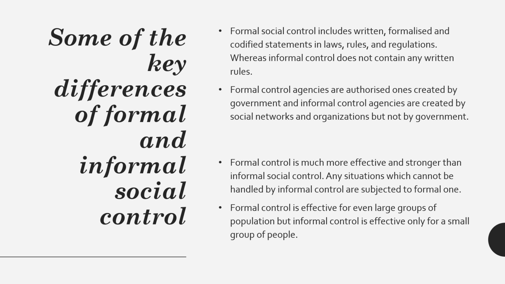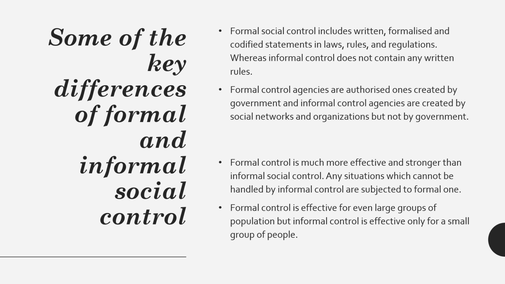Formal control agencies are authorised, so they are generally created by governments. They are authorised to administer the rules and the regulations that are written down, whereas informal control agencies are usually created through social networks, different organisations, family, friends, peer groups and so on.